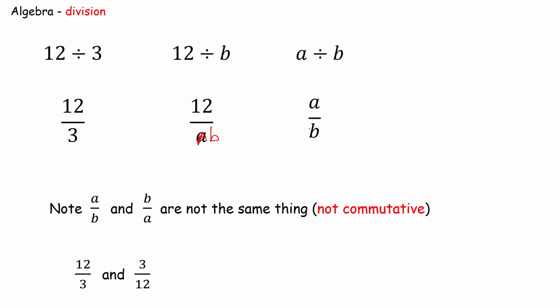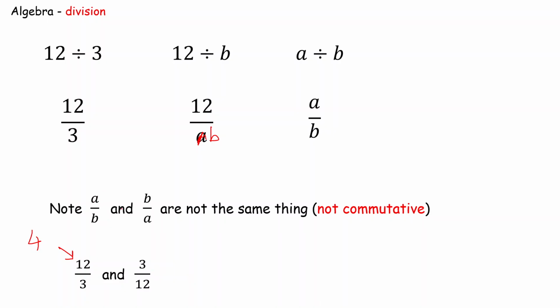Last thing, note, a divided by b and b divided by a, these are not the same thing. So these are not commutative. For example, if a was equal to 12 and b was equal to 3, well, 12 divided by 3, this here is equal to 4. 12 divided by 3 is 4.